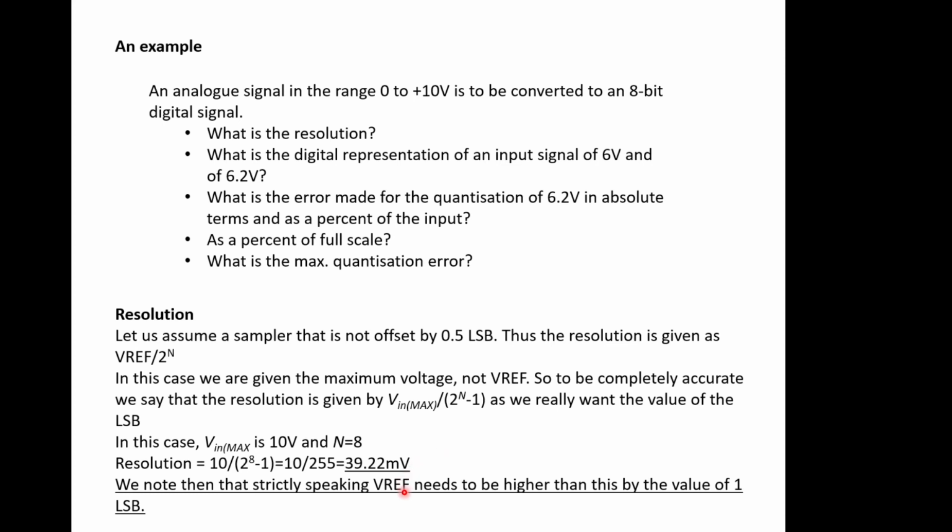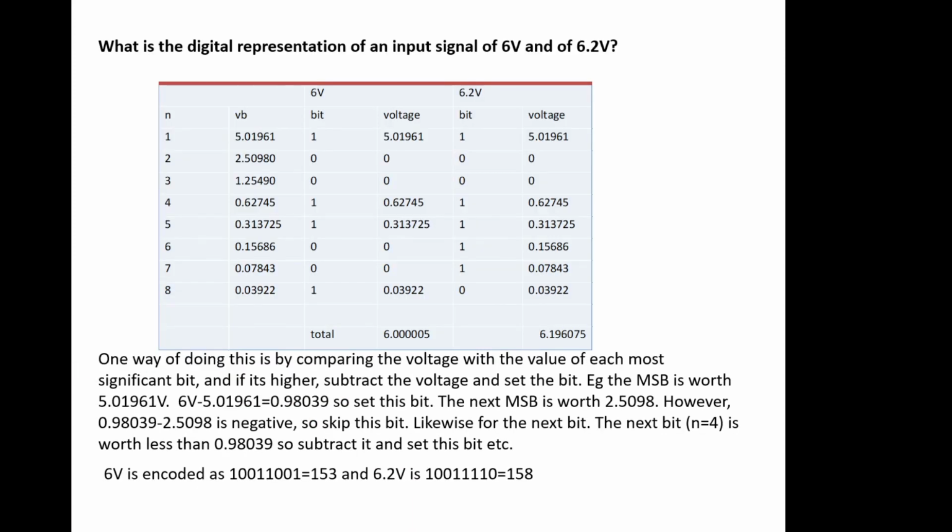And we note then that if we wanted to know what Vref was, it needed to be higher than this by the value of 1 LSB. So we need to add 39.22 millivolts to our 10 volts to get this working properly. So we're starting to deal with some quite accurate numbers now, if we want to be fully accurate about the whole thing. And then the other part of the question would be, what's the digital representation of an input signal of 6 volts and 6.2 volts?